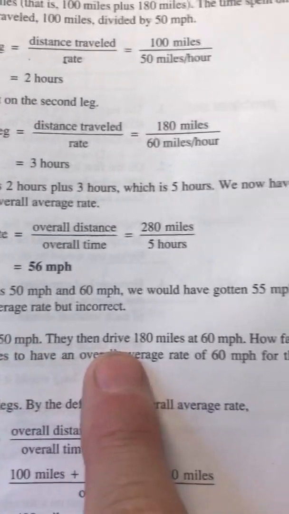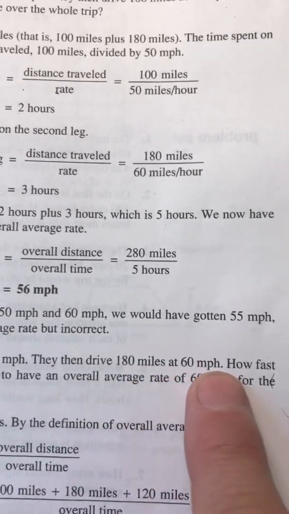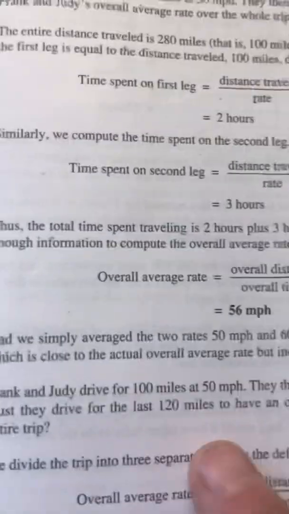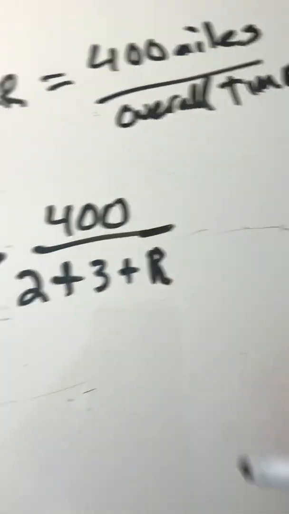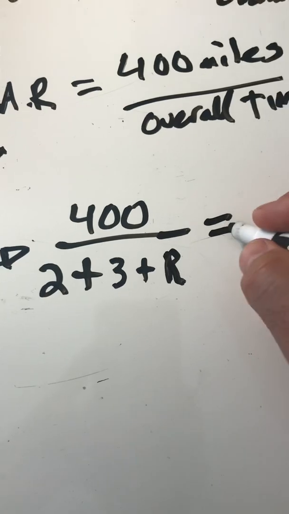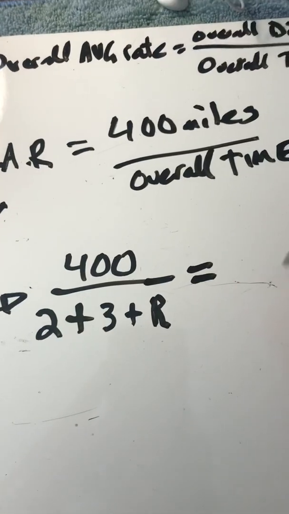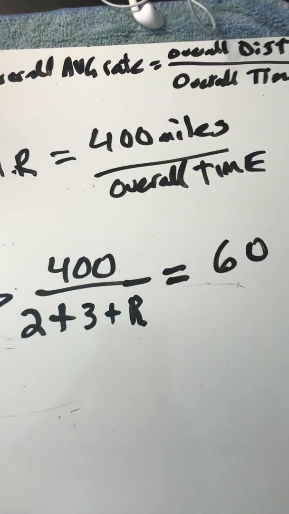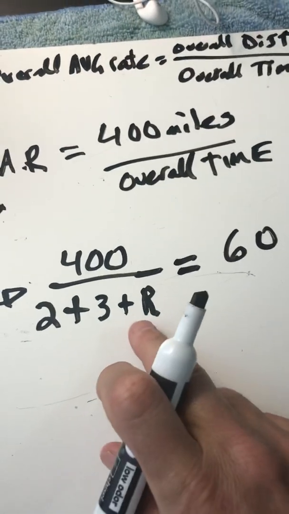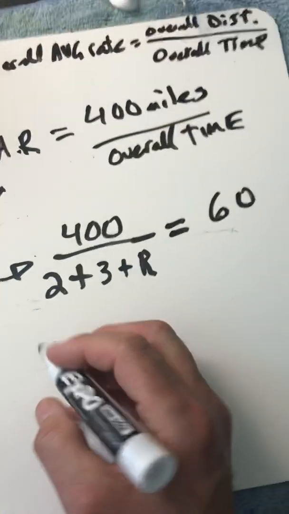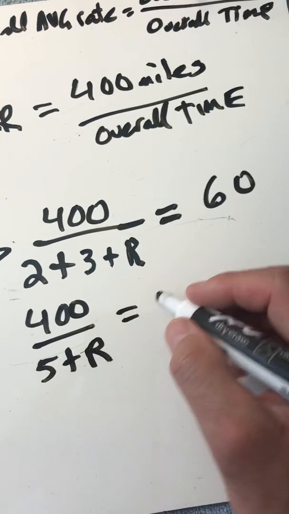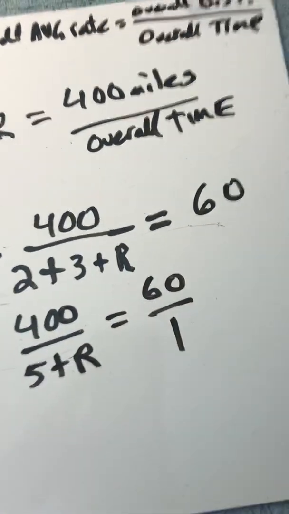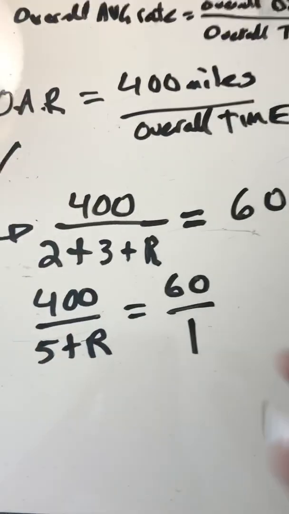2 hours for that one. Then they drove 180 miles at 60 miles per hour. Well, that's 3 hours to do that one. And then this next rate, we don't know, for 120 miles. So this is the rate that we're looking for, right? But we know that we want to end up with that overall average rate to be 60. You see how that equation works? There's only one variable now. That's the last rate that we'd like to know. So we have 400 divided by 5 plus r equals 60, technically over 1. You can cross multiply these, okay?